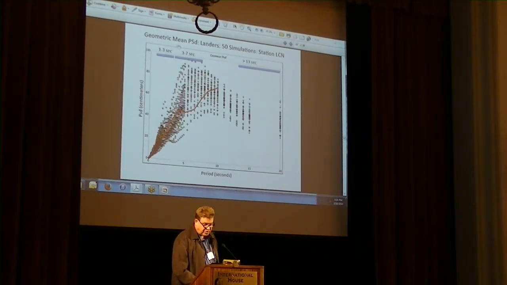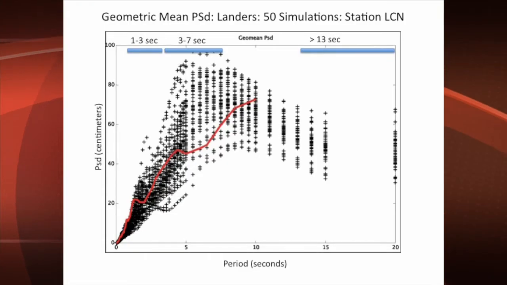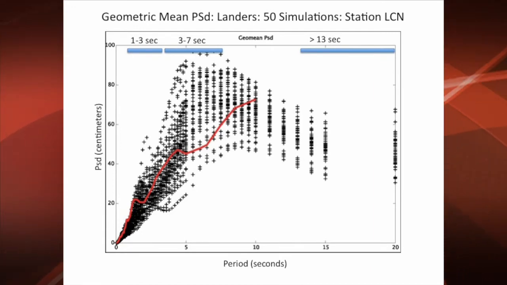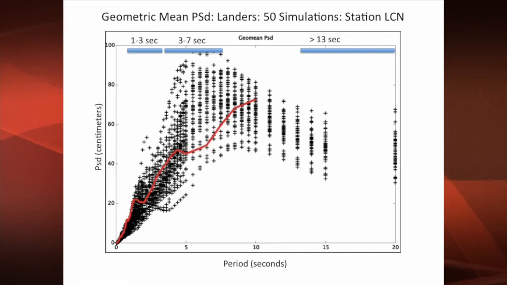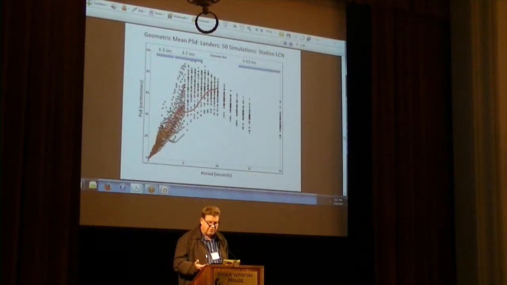So what this is showing now is the geometric mean of PSD for these simulations in the pluses. Okay, so centimeters here, increasing period to the right. The simulations go out to a period of 20 seconds. And what's plotted on this is the geometric mean of the site-corrected Lucerne data. Okay, so it's falling within the distribution of the simulations very nicely.